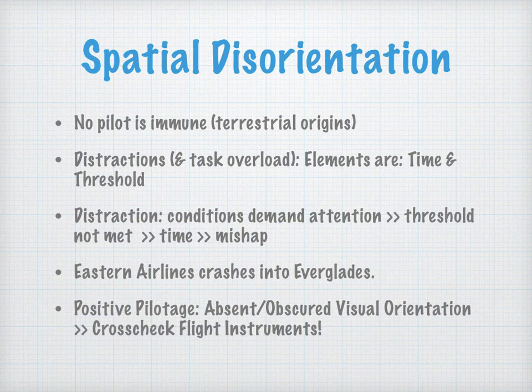The other part of the disorientation problem is distraction and other elements such as task overload. Distractions and task overload can not just be momentary, but have to exceed certain threshold to get one in trouble, but they are part of the cross-check. All the flight crew were working on the gear problem when Eastern Airlines 401 descended CFIT into the Everglades.